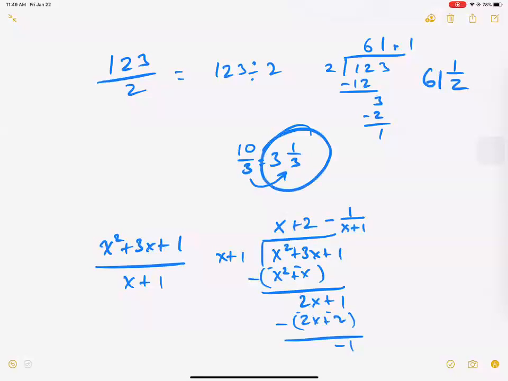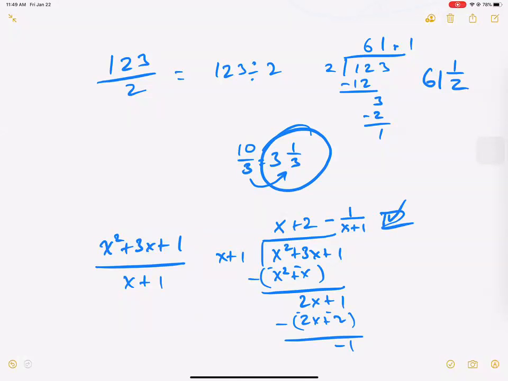It's exactly the same thing as up here. 10 divided by 3 is 3, remainder 1 out of what were you trying to divide by? By 3. In this case, I tried to divide by x plus 1. So we always write a remainder over that fraction of what we were trying to divide. And that's it.